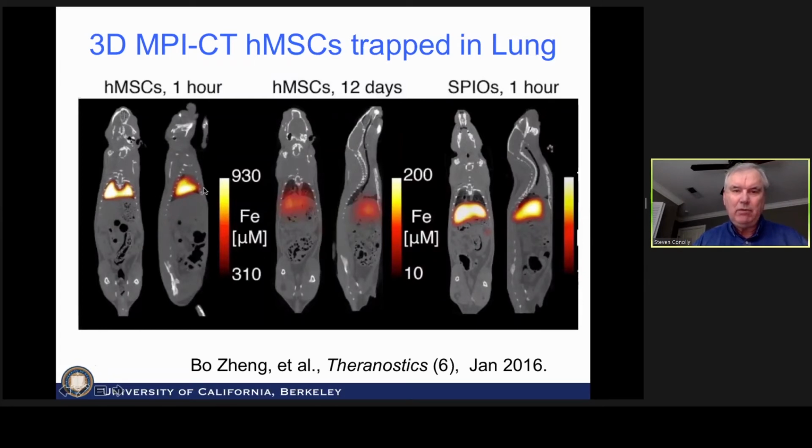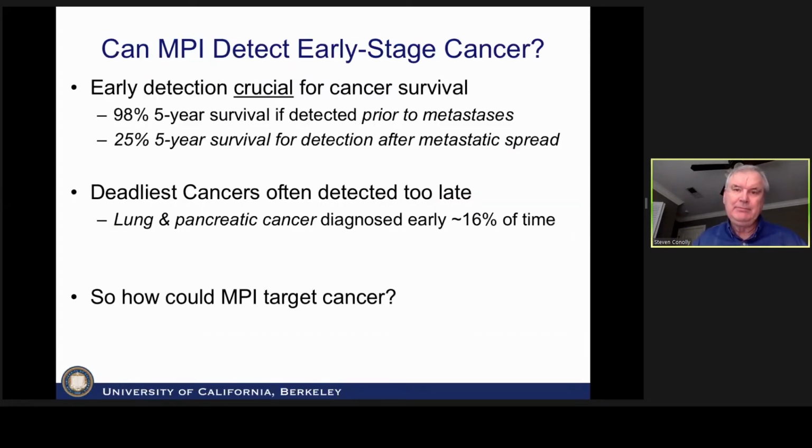Here's a more conventional display of those studies, and you can see, again, the stem cells in the lungs on day 1 hour. And then at day 12, you can see them migrate all the way to the spleen and liver. If we just inject SPIOs without the stem cells, those are small enough that they go directly to the liver immediately. You can read about this in Theranostics.